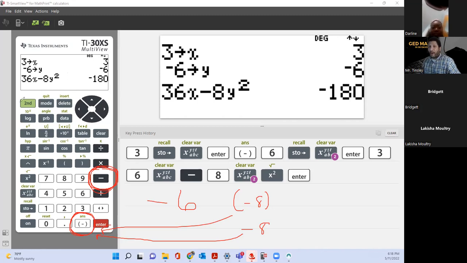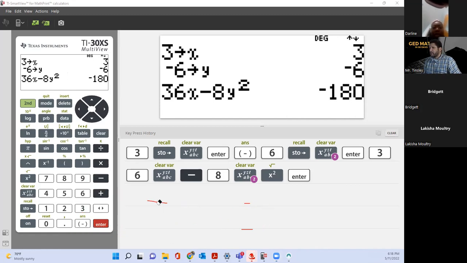So now, what do I mean by that? What's the difference, Mr. Tinsley? Let me show you. Watch this. As I stored both my variables, if you notice, as I started typing in, I put 3 6x, so 3, 6. I hit my variable button for the x. But if you notice, this minus sign is a subtraction sign, this sign here, because again, my expression didn't start with a negative and it's not in parentheses. So I'm going to use this subtraction sign.